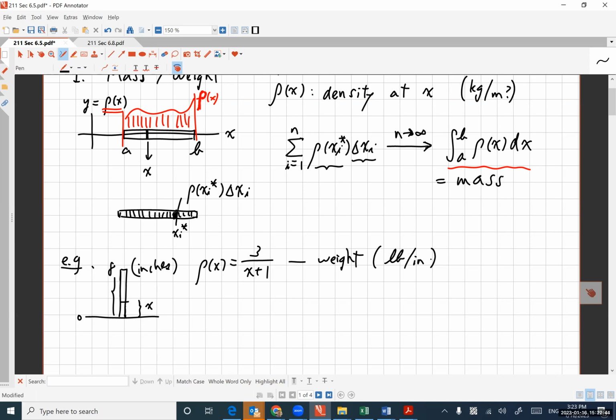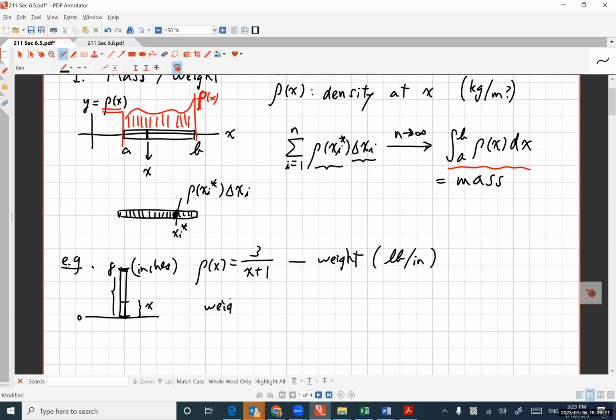Okay, and so for instance, right at 0, if you evaluate rho at 0, that's 3, and so that's 3 pounds per inch. And if you go way up high here, at h equal to 8, this is 3 over 9, and so that's 1/3 pound per inch. In other words, it gets lighter and lighter as you go up higher and higher in elevation on this, right?